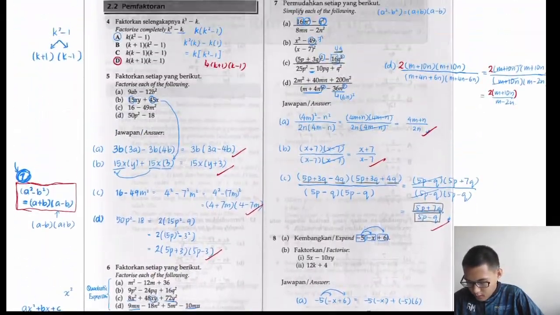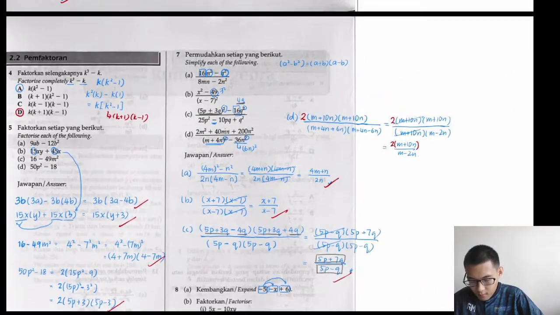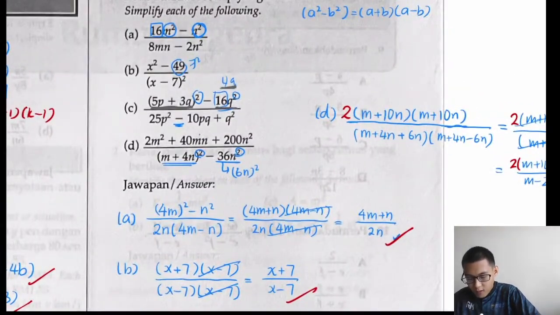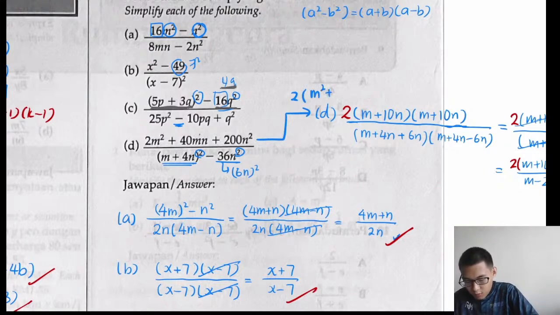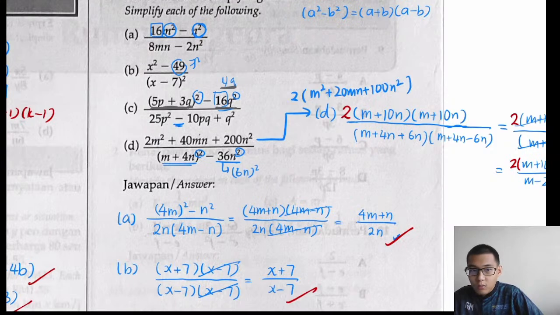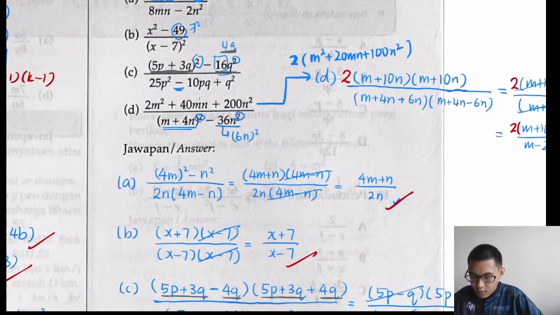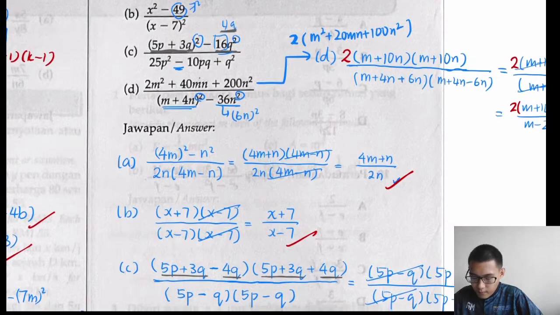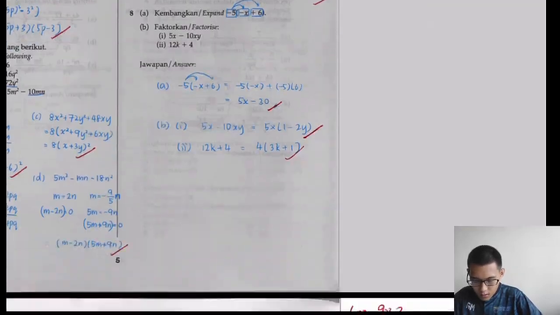then for this one here I also forgot to factor out the 2 first, and then we have m squared plus 20mn plus 100n squared. So this is the latest one. After we factorize the 2 out, we can try to find out the factors. Okay, so next.